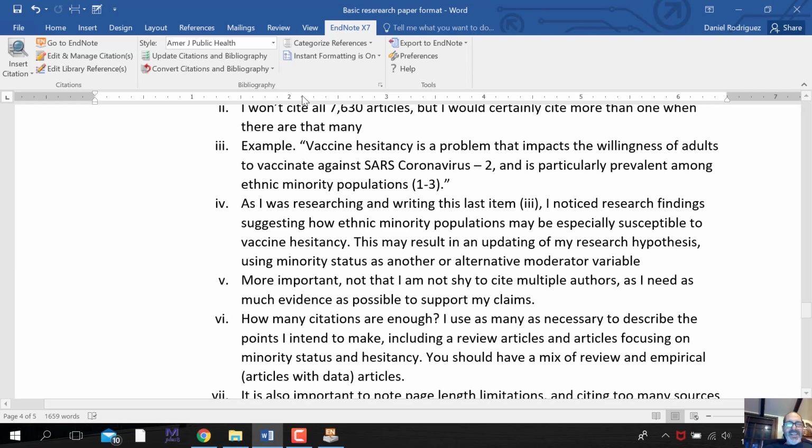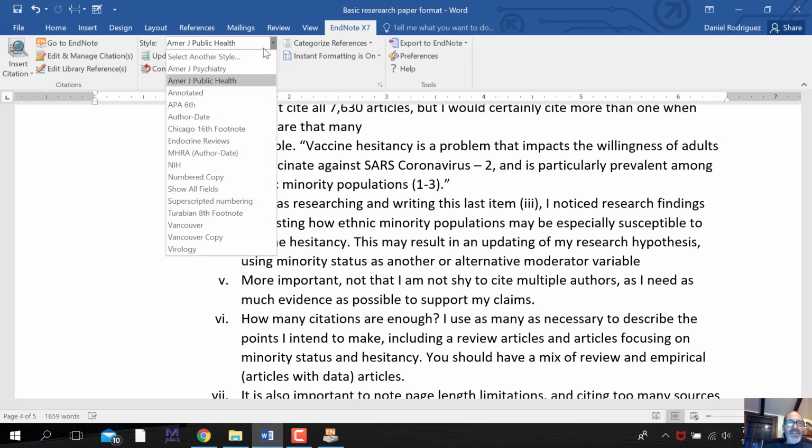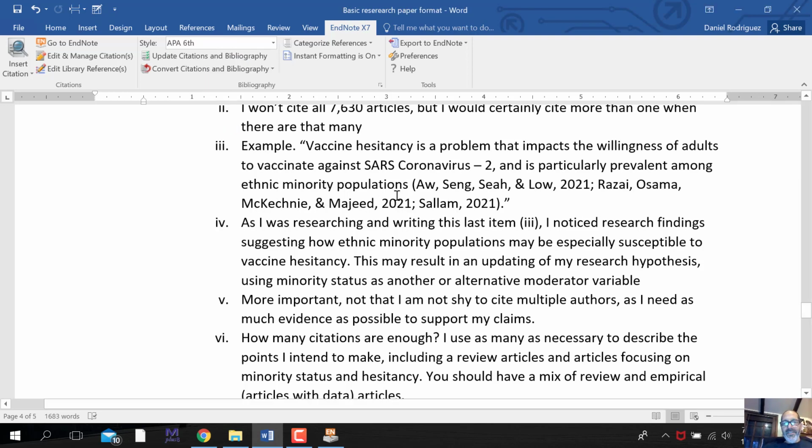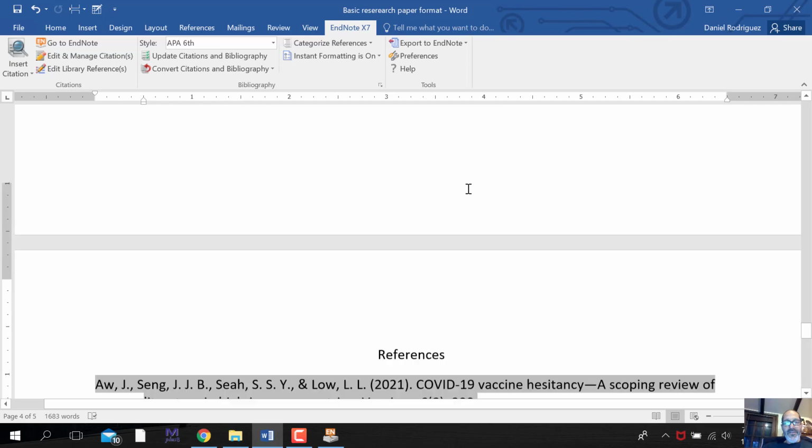Isn't that cool? If you're doing a lot of writing, you should definitely get EndNote or some other software, because this is a lot of work to do by hand, and EndNote will do it all for you.